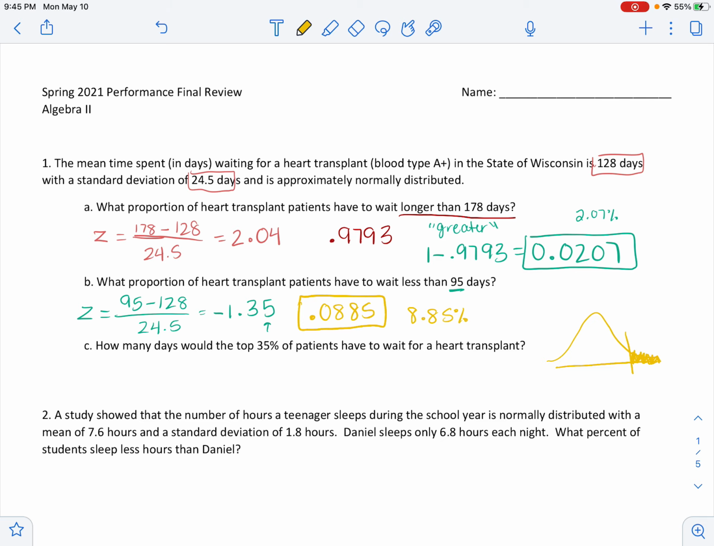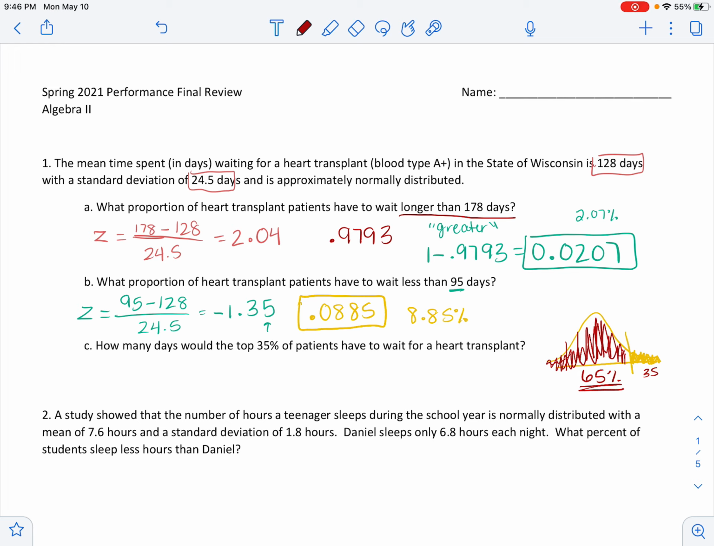But remember, the z-table only ever tells us the less than probability. So in order to find the correct percentage here that I want to look at, right? Because if I look for 35% in the z-table, it's going to give me the lower 35%. So what I have to do is do 100 minus 35. If I want the top 35%, that means that there is 65% below. So the top 35%, there's 65% below. And that's what we're going to use in our z-table to help us find this.